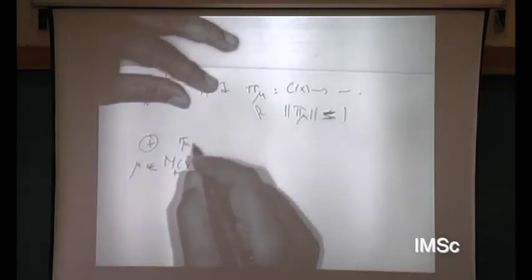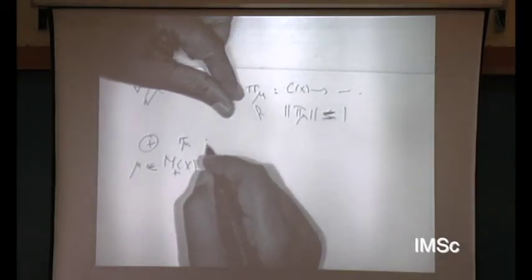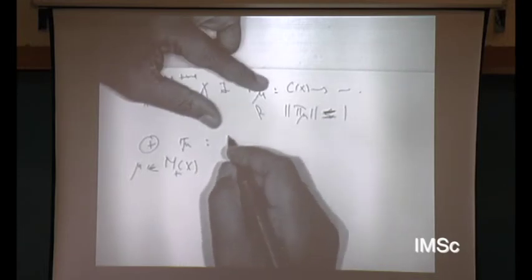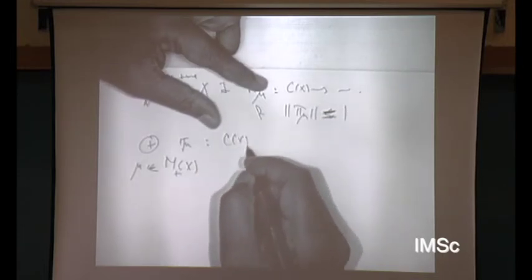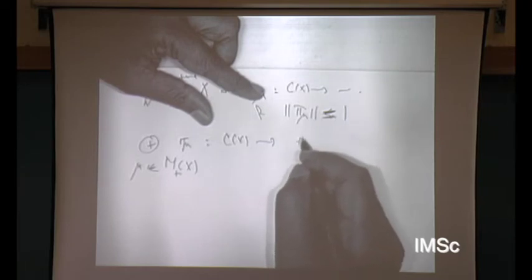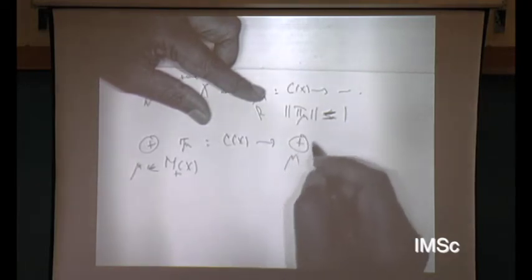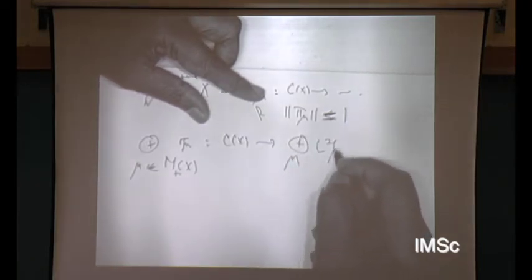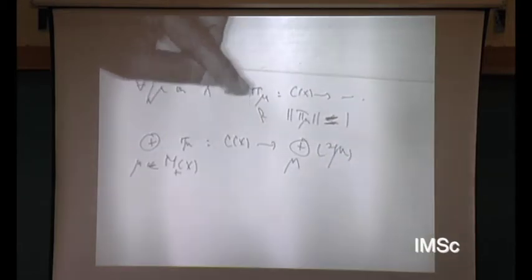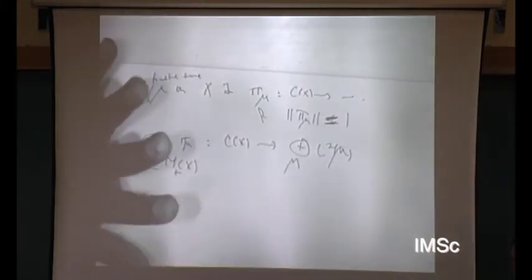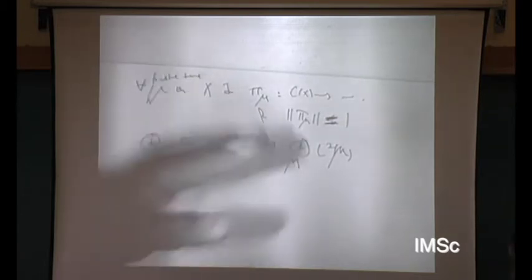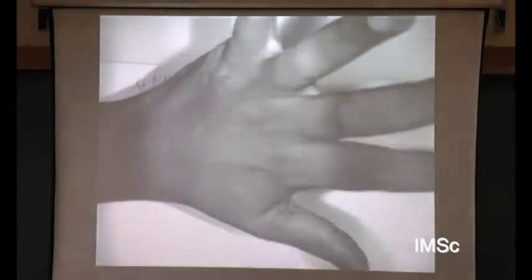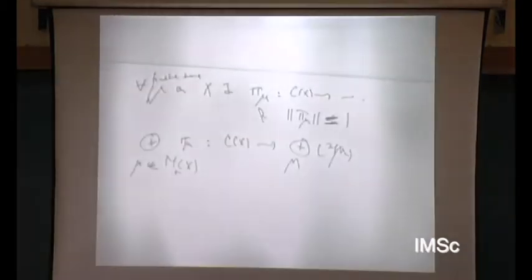Now this is an operator, a map from Cx to the direct sum over all mu of L2 mu, which is a massive Hilbert space. For every measure on x, you've constructed one Hilbert space, and you've taken the direct sum of all of them.